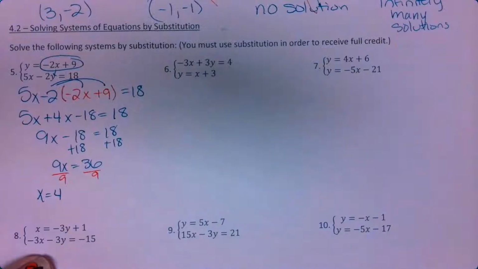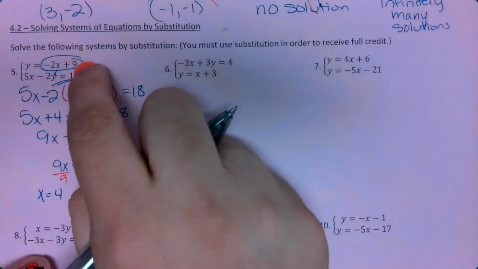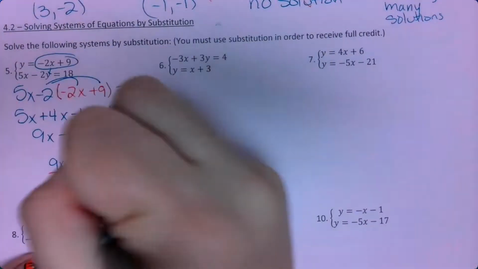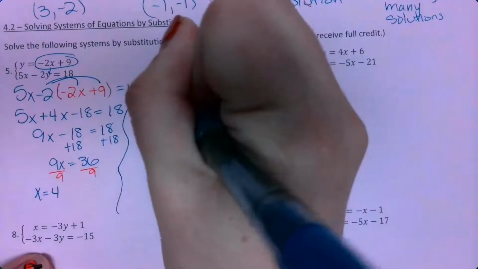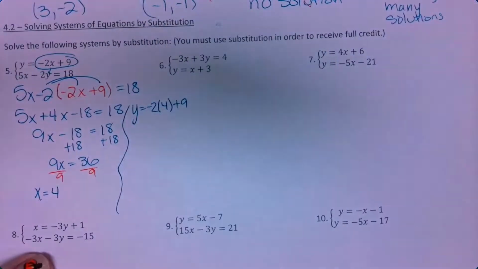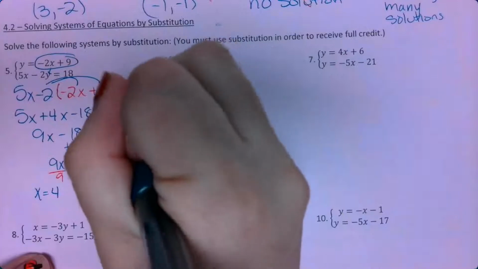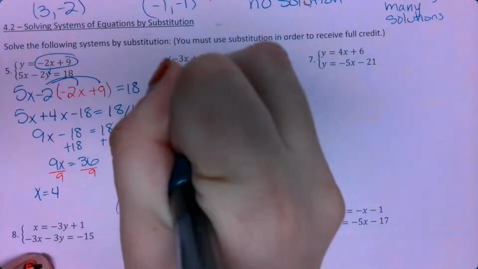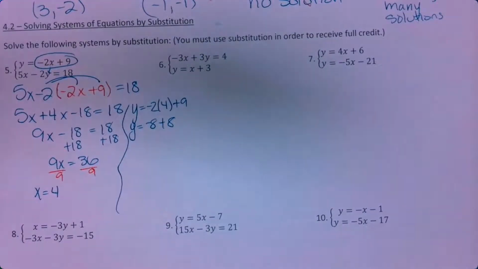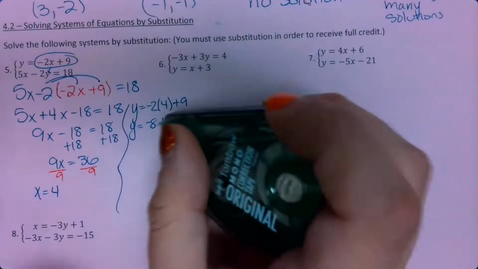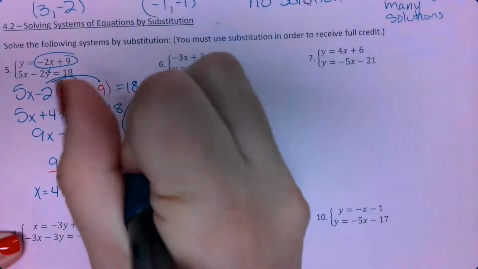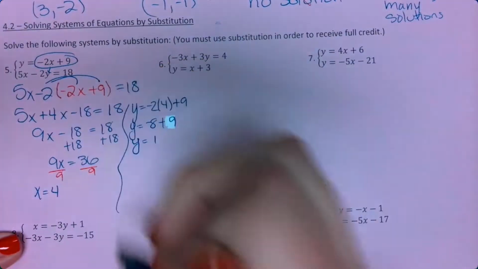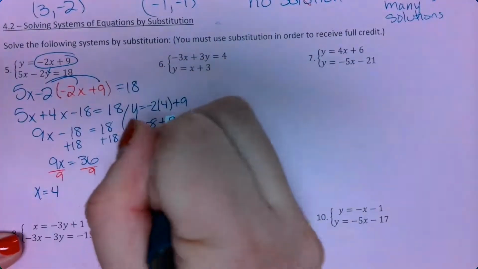Then I want to plug into an equation. I can pick which one I want to do. I'm going to pick the top one because then I don't have to solve for y. So I'm going to have y equals negative 2, and instead of x, I'm going to plug in 4, and then plus 9. Negative 2 times 4 is negative 8. Plus 9, and then negative 8 plus 9 is 1. So I write my answer as a coordinate point. It's 4, 1.